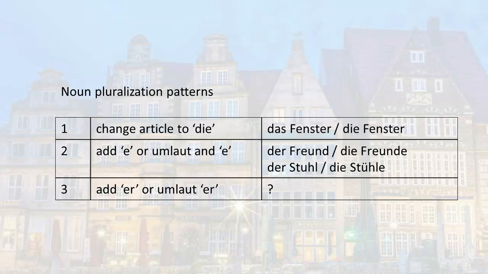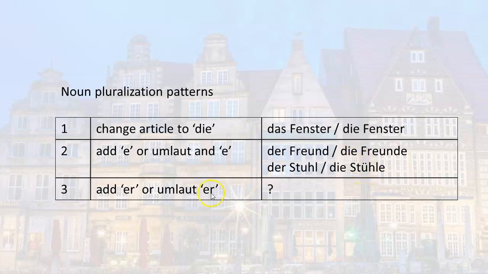In our previous lessons, you learned the first two patterns for making nouns plural in German. The first one is to change the article to die, so das Fenster, the window, becomes die Fenster, the windows. For the second pattern, you learned how to add an E, der Freund, die Freunde, and part of that second pattern was also add an umlaut and an E, so der Stuhl, the chair, die Stühle, the chairs.